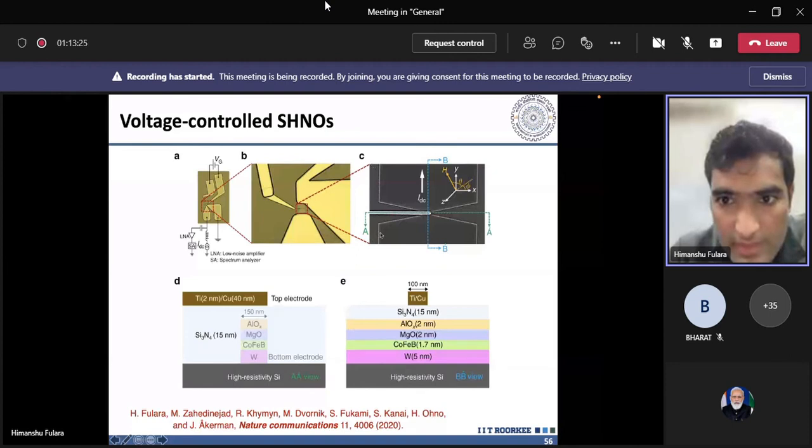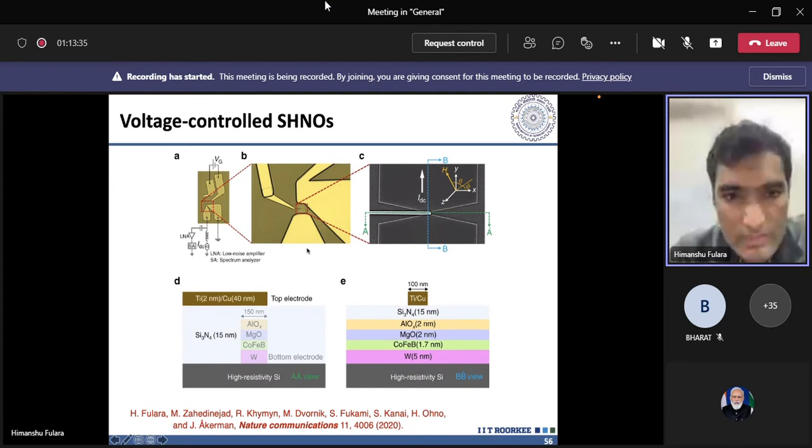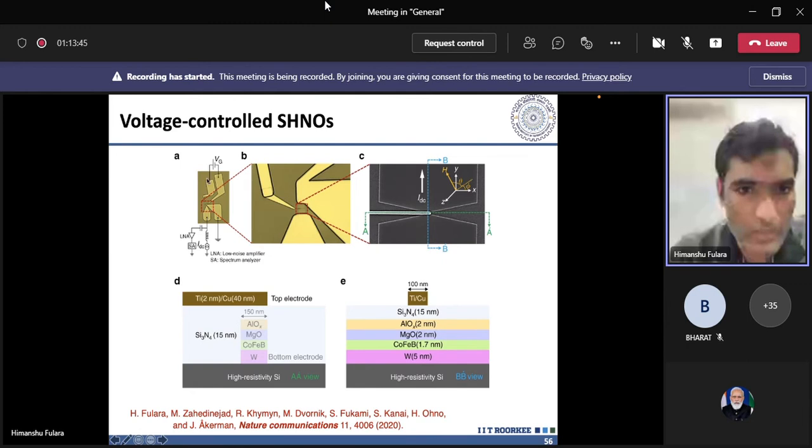So this device was connected with these electrical pads. So these are basically the gold, or titanium, copper. Sometimes we use gold also. So these are the electrical pads which are used to send current or voltages. And this is one particular device, how it looks to the eye. So this is basically the optical image of this device.